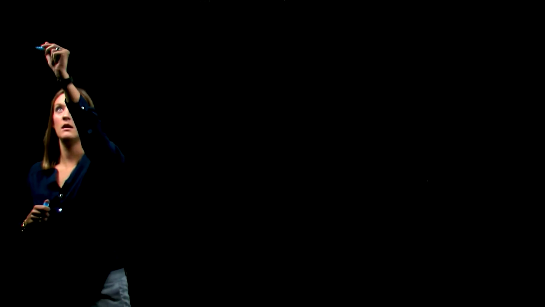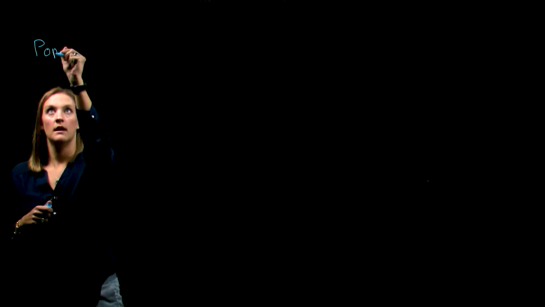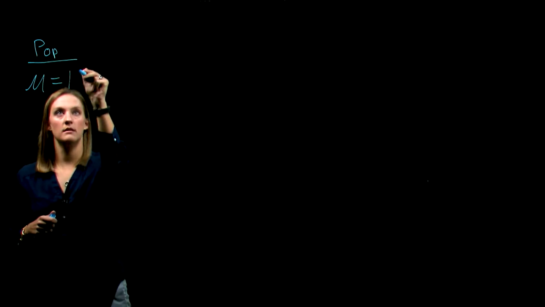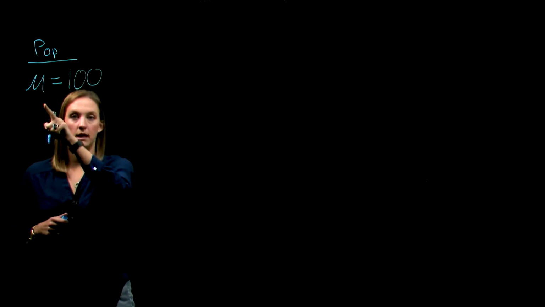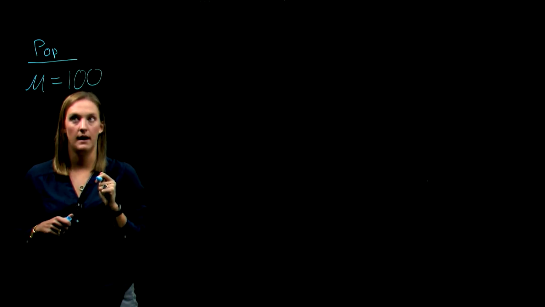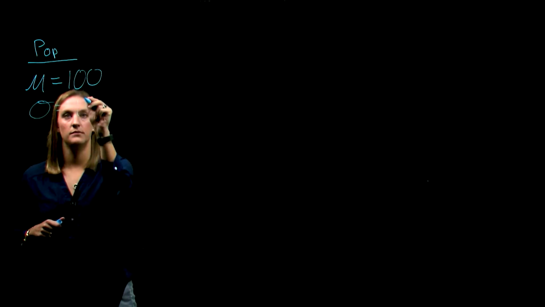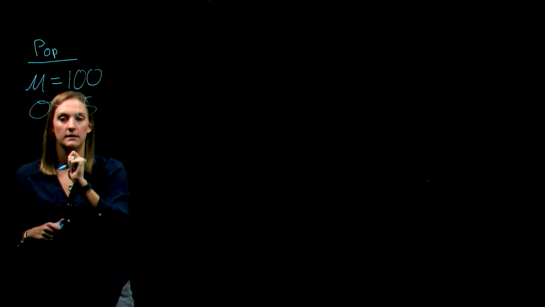So let's say that we know in the population that the mean IQ score is 100. And remember, this mu is the mean in the population. That's how we denote that. And we know that the population standard deviation IQ score is 15. And that's what this lowercase sigma means.